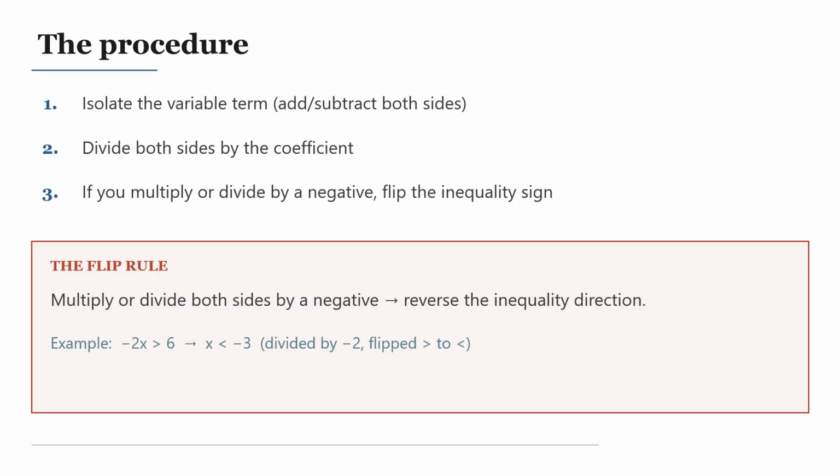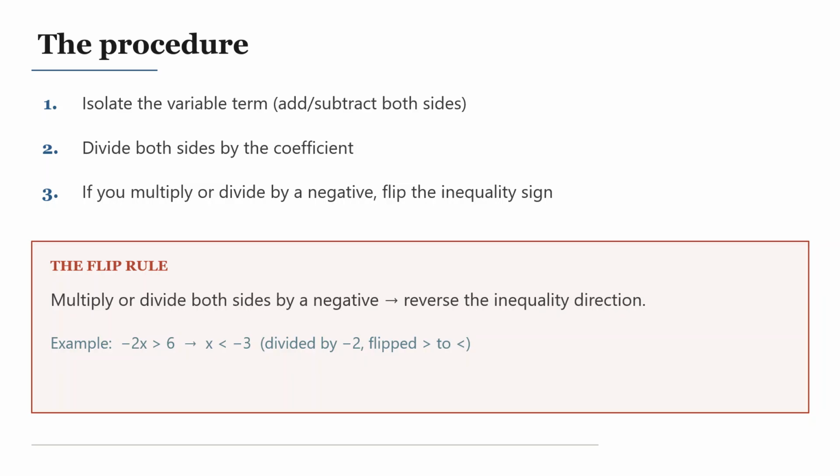Solve a linear inequality the same way you solve an equation. Step 1. Distribute and combine like terms. Step 2. Move variable terms to one side and constants to the other. Step 3. Divide by the variable's coefficient. The twist, and this is the only thing genuinely new this week, is the flip rule. If you multiply or divide both sides by a negative number, you must flip the inequality direction.